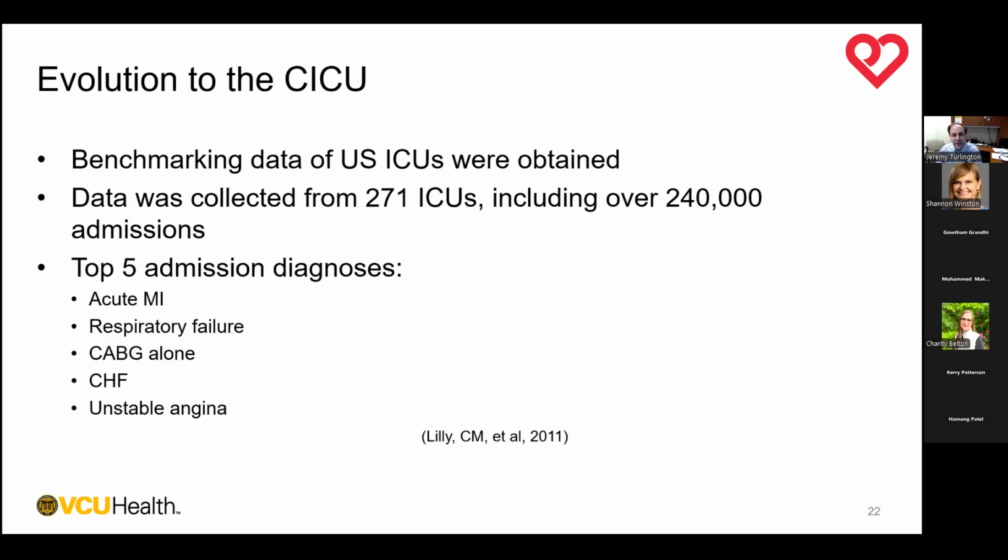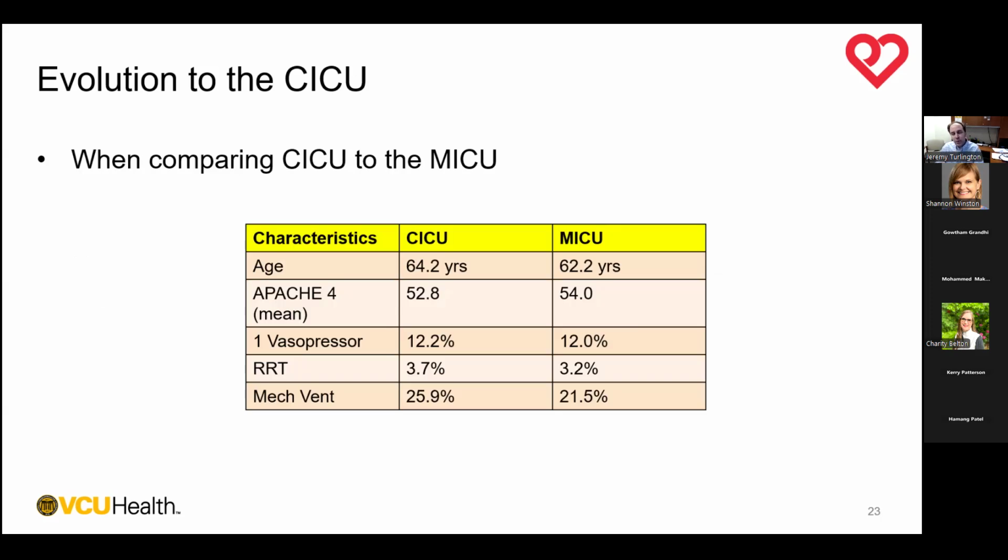So then there was benchmarking data looking at over 271, and these were including CICUs and almost 250,000 admissions. Of all these ICUs, acute MI was still the #1 diagnosis. When we actually splayed these out between CICU and MICU, you can see the age really isn't any different. The Apache score, and you're going to see different scores, SOFA scores, Apache scores, ways to assess severity of illness, wasn't really that different. Vasopressor use between the two units wasn't different. And I think this might be the most interesting, is that mechanical ventilation was higher in the CICU than it was in the quote-unquote MICU.